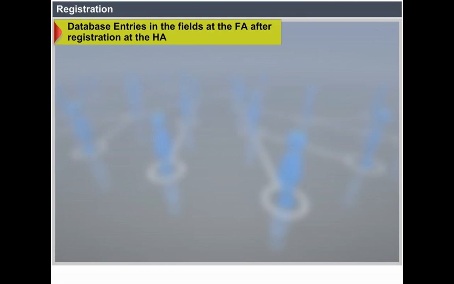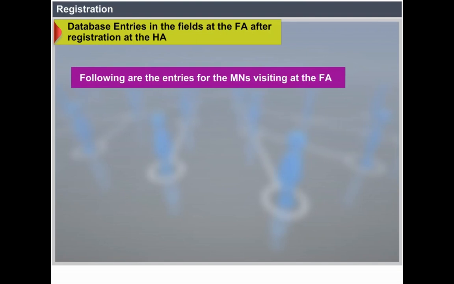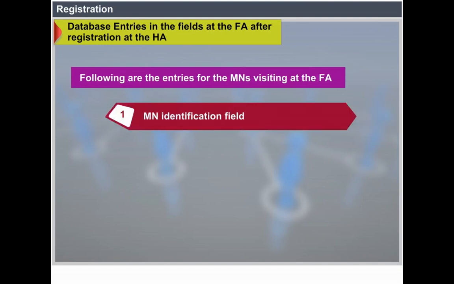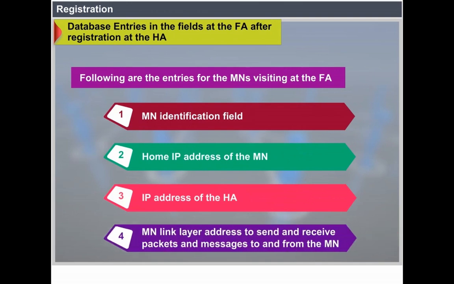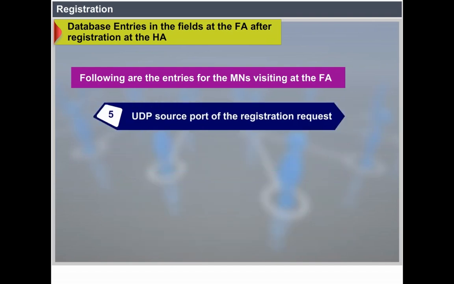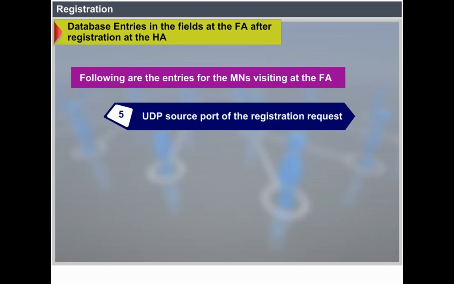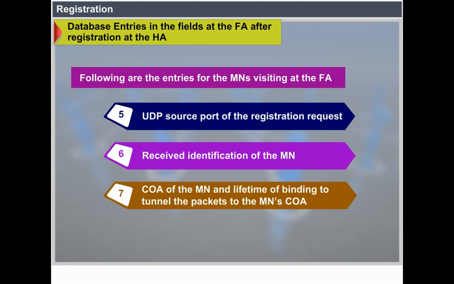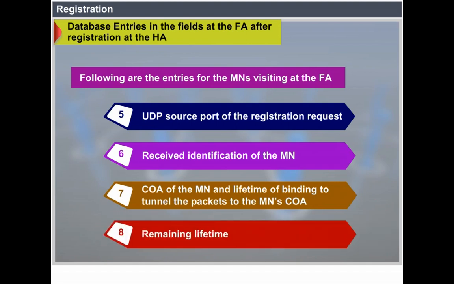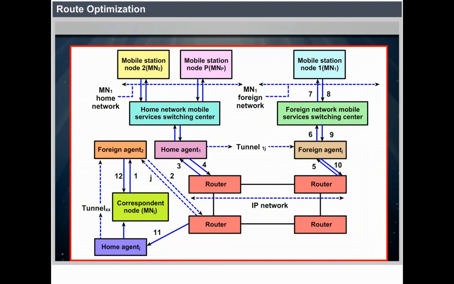Database entry fields at the FA after registration at the HA. Following are the entries for the MNs visiting at the FA: MN identification field, home IP address of the MN, IP address of the HA, MN link layer address for sending and receiving packets and messages to and from the MN, UDP source port of the registration request, received identification of the MN, COA of the MN, lifetime of binding to tunnel the packets to the MN's COA, and remaining lifetime.